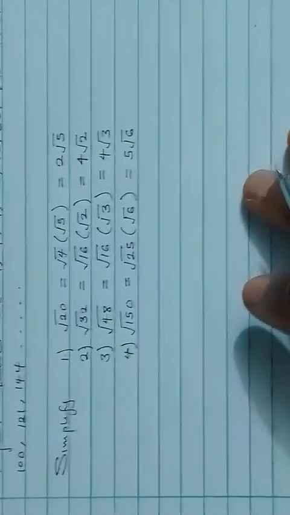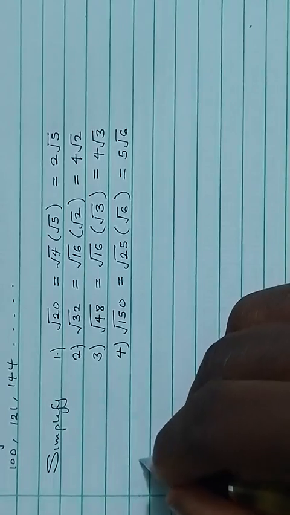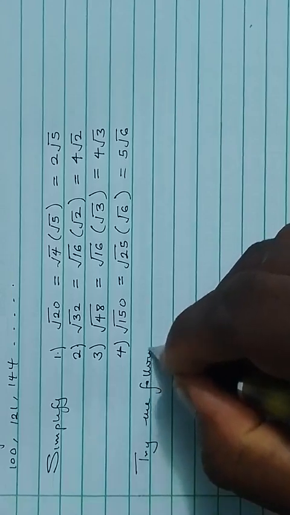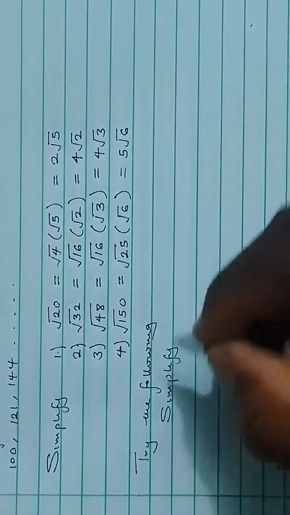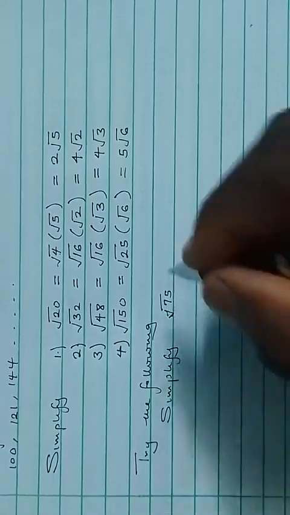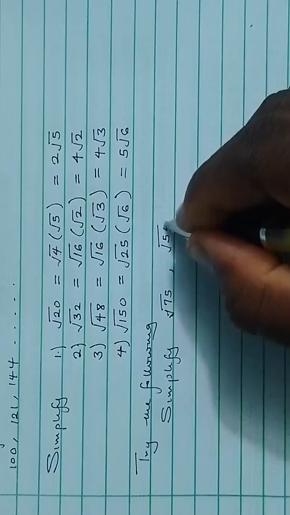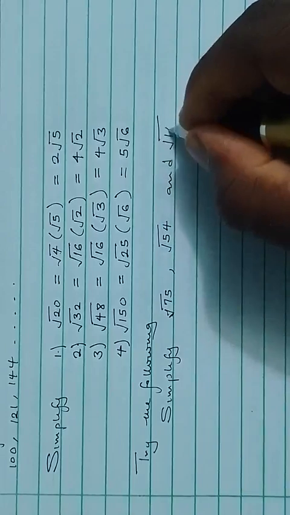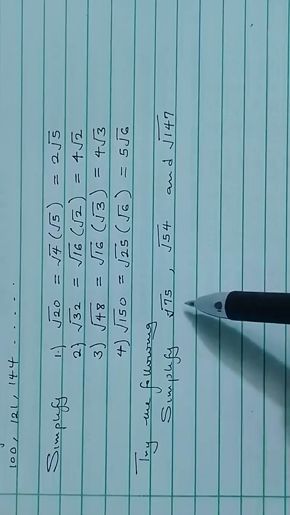So to exercise and practice on this activity, you can try the following. Simplify root 75, root 54, and root 147. To get this done, make use of the perfect squares.